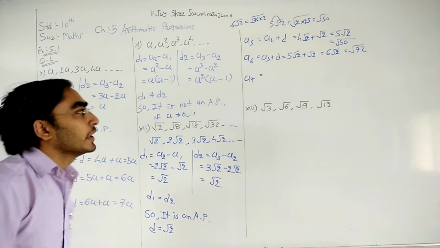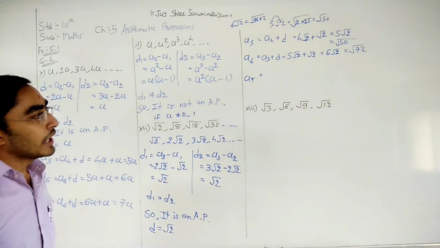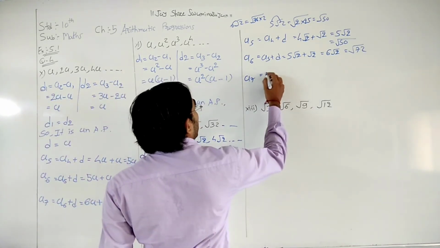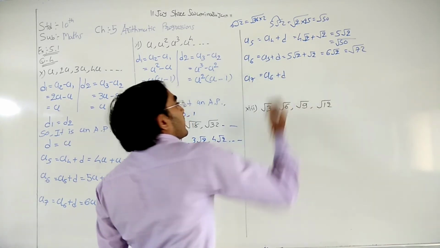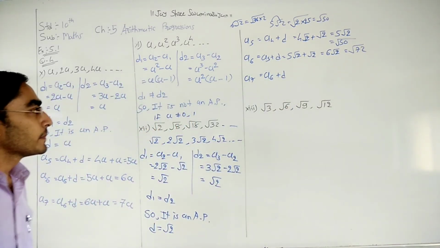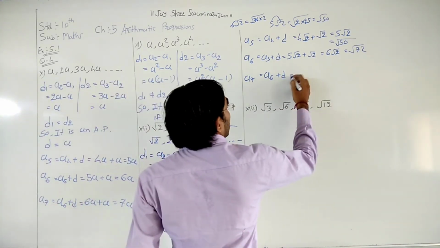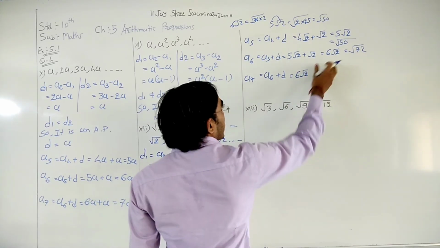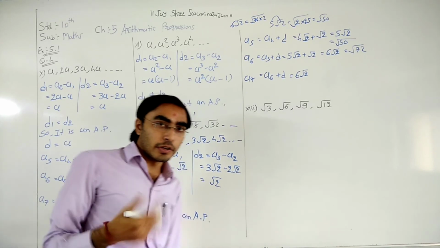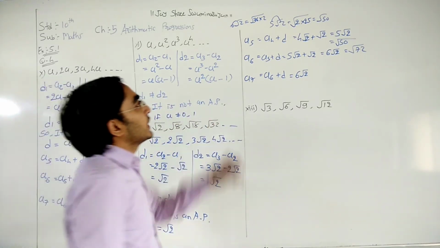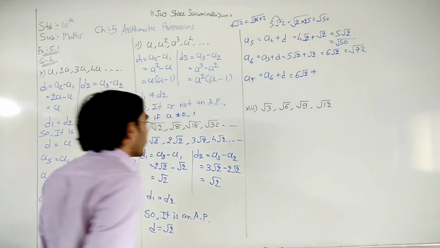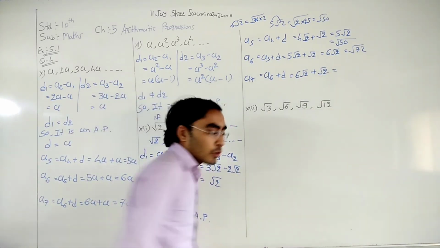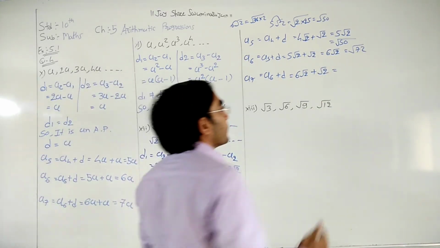So under root 72. After that, for a7, it is the 6th term plus common difference d. Now a6 is 6 under root 2. First of all, for simplicity, consider this value 6 under root 2 plus common difference d, which is under root 2.